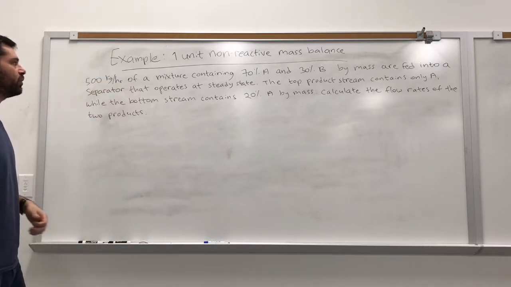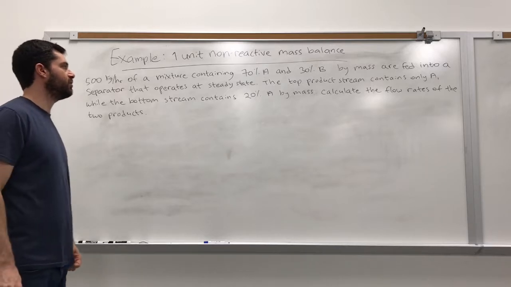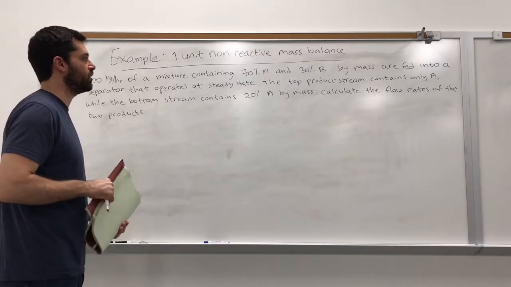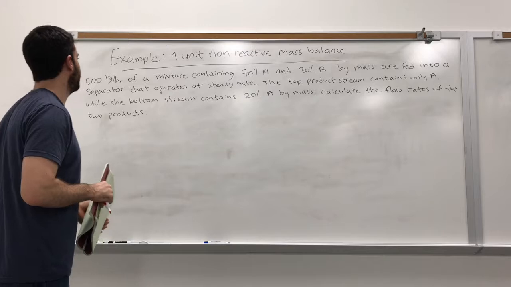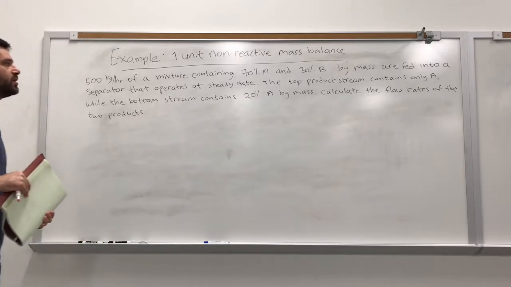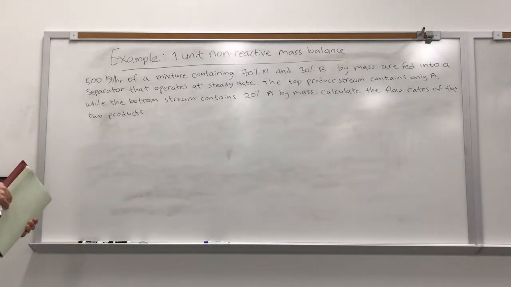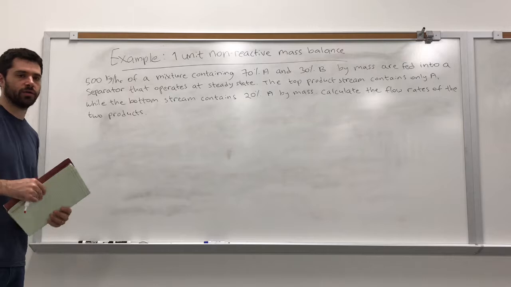500 kilograms an hour of a mixture containing 70% component A and 30% component B by mass are fed into a separator that operates at steady state. The top product stream contains only A, while the bottom stream contains 20% A by mass. Calculate the flow rates of the two products.